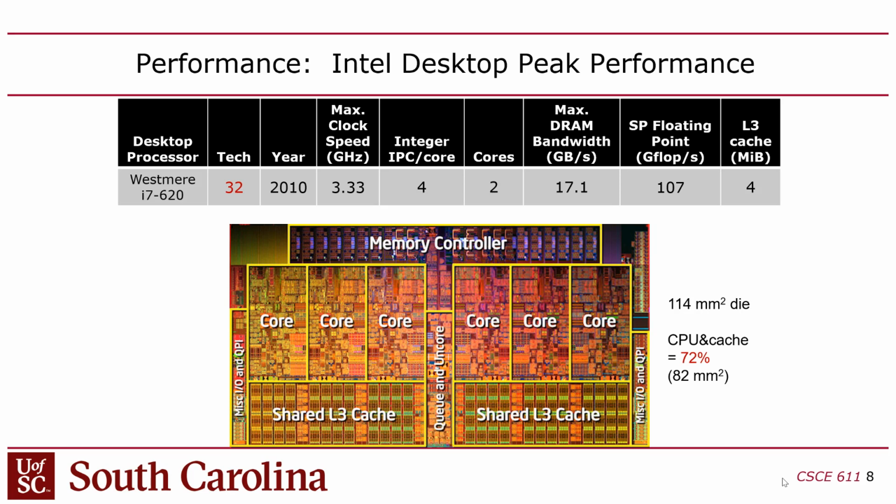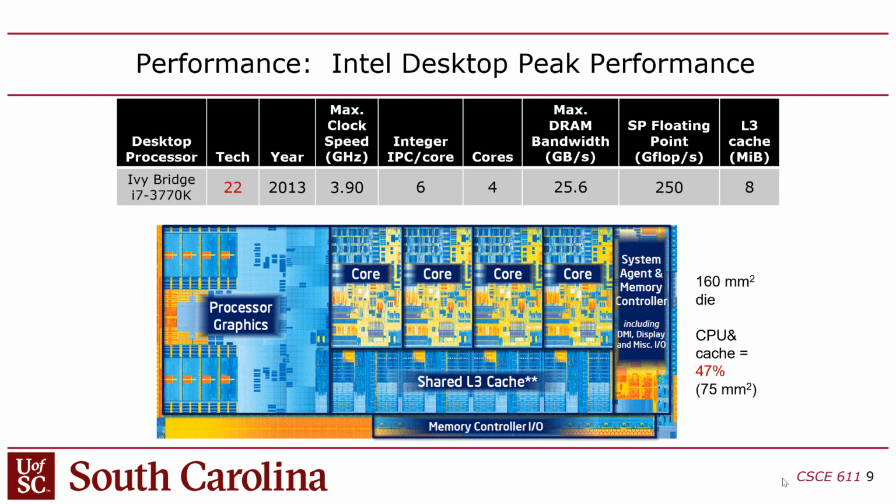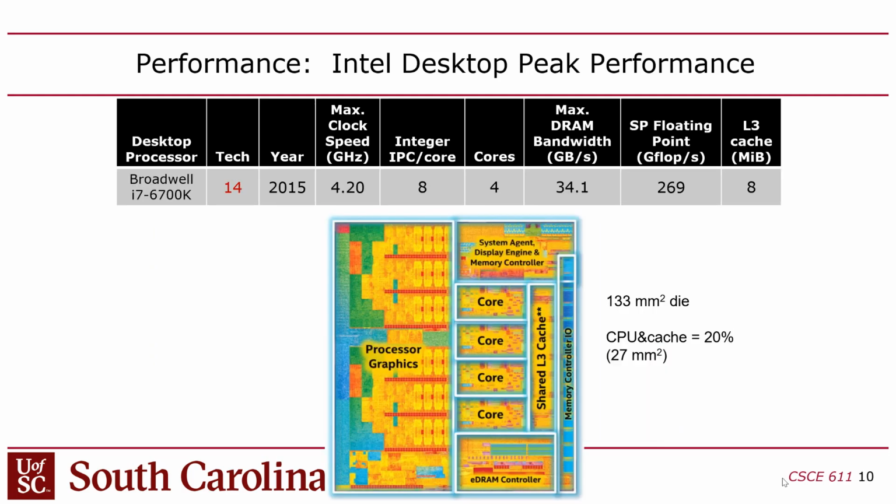But if you go back to the Westmere chip that was released in 2010, you can see that the actual cores and the caches together are 72% of the die area. So this was a 114 square millimeter die, and 82 square millimeters was the CPU and the cache. Then you go to the next processor architecture, the Ivy Bridge, and you can see that the actual CPUs are only 47% of the chip. And of course, you can see where this is going. You get to the Broadwell chip in 2015, and only 20% of the chip is CPU.